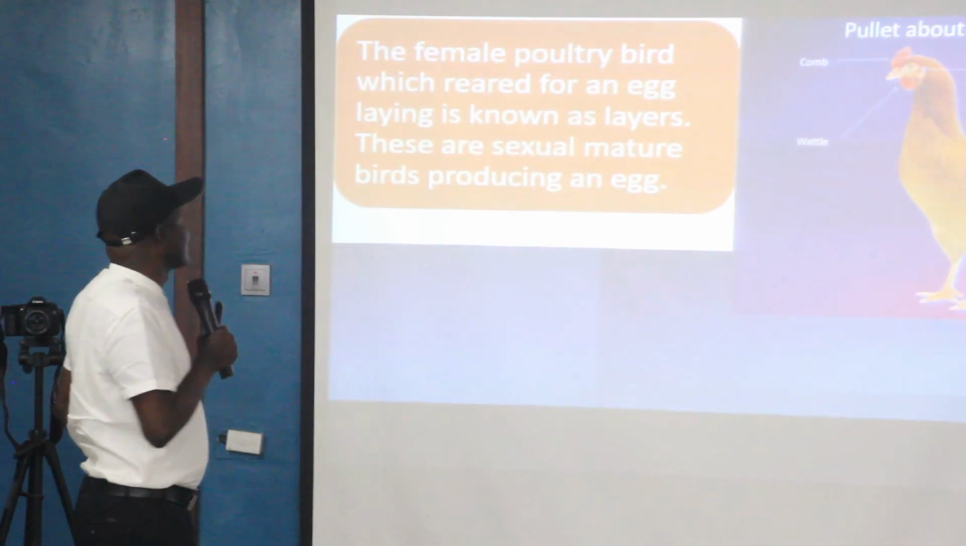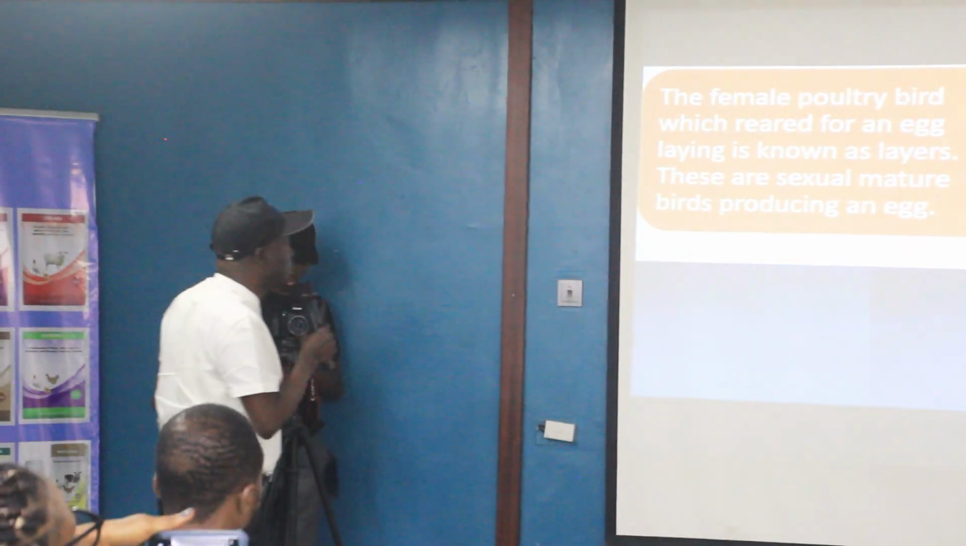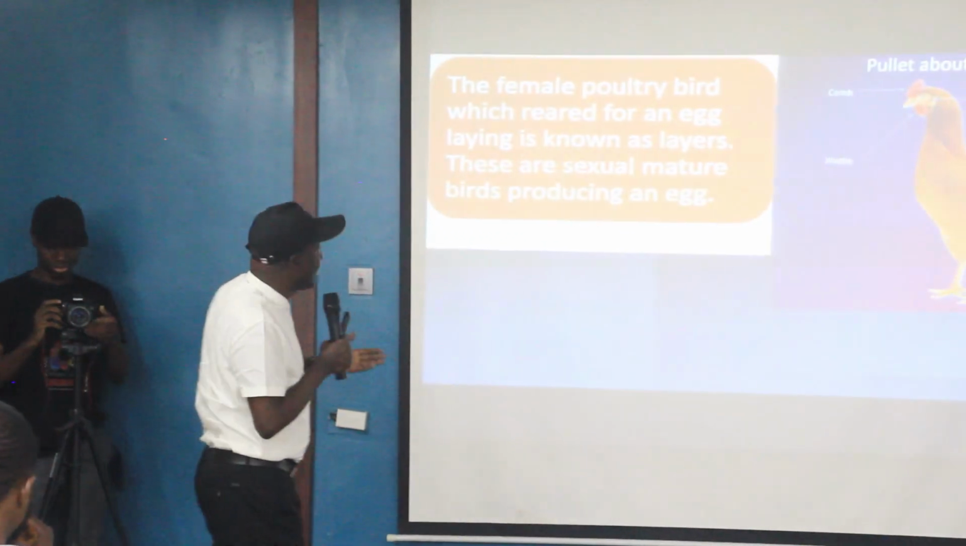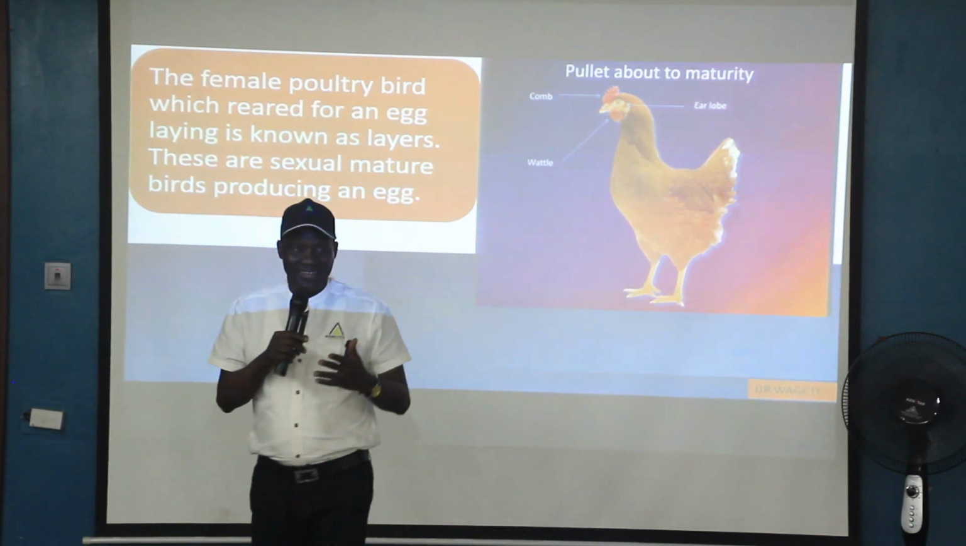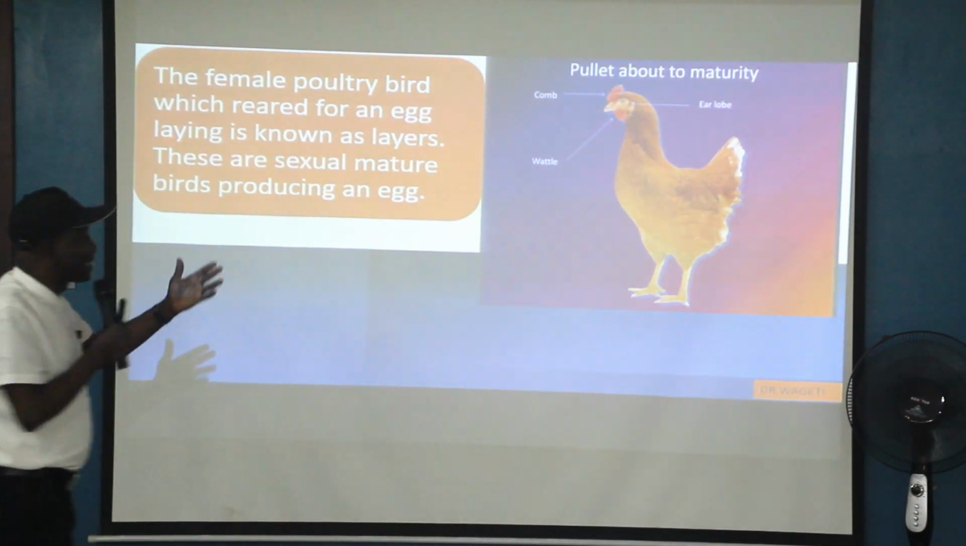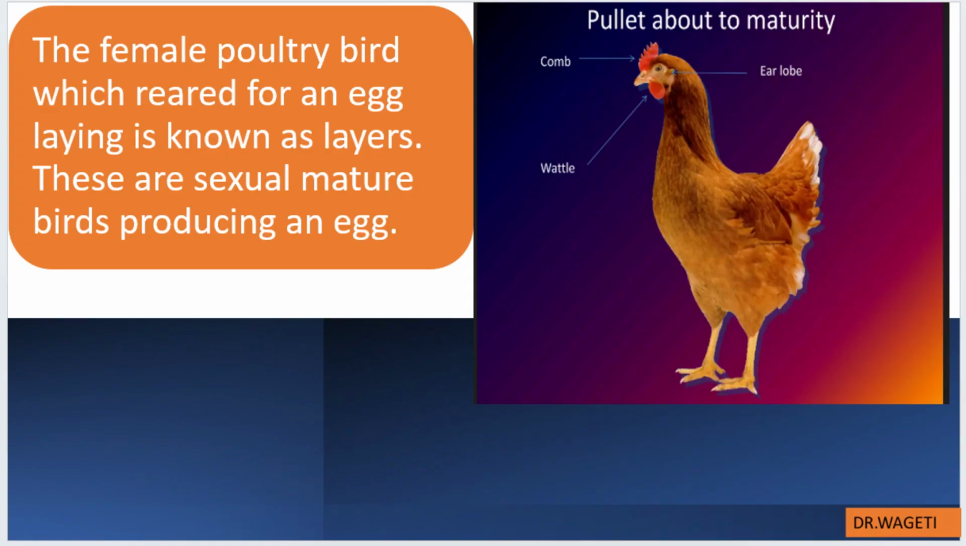Now today we are talking about layer. When we talk of layer, it's a female poultry bird which is reared for egg laying, known as a layer. And when your birds are coming to lay, you can only know it by this: they come and start showing sexuality. You can see the comb is brown, and they are showing it. So these are sexually mature birds producing an egg.